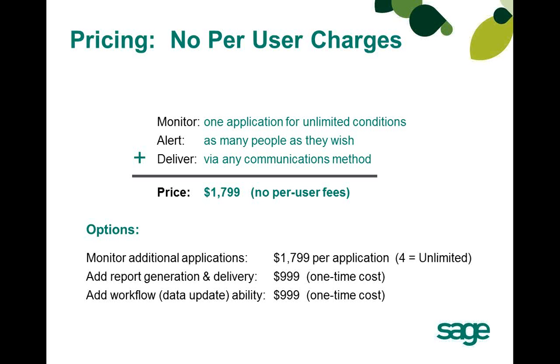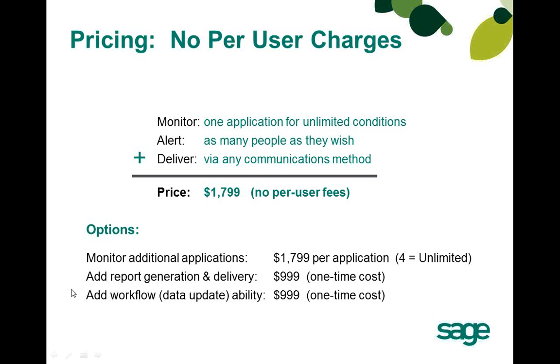Now, there are a couple of optional modules. Number one, maybe you want to monitor more than just your Sage ERP system. You've got a sales or CRM system. You've got a help desk application or an HR system. For each additional application to be monitored, it is an additional $1,799 until you reach 4 applications being monitored, at which point Sage Alerts and Workflow becomes what's called unlimited in terms of the number of applications it can monitor.